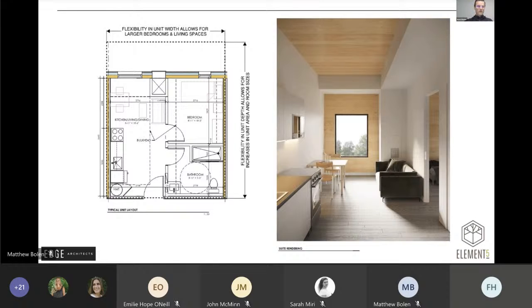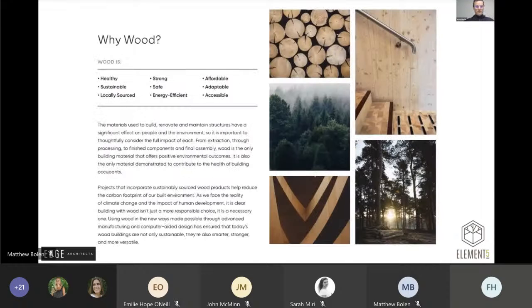And that's where we can really start to push this idea of inclusive living, but yet very efficient solutions for affordable housing. So again, just the last on the why wood. I mean, there's so many different reasons why it makes sense, and we want to keep using it and pushing it. Some of the keys are, it's healthy and sustainable. With the fact, in the case of Element 5 here now, we have locally sourced and produced, energy efficiency, strong, safe, affordable, adaptable, and obviously accessible. Everyone understands and appreciates it that way.